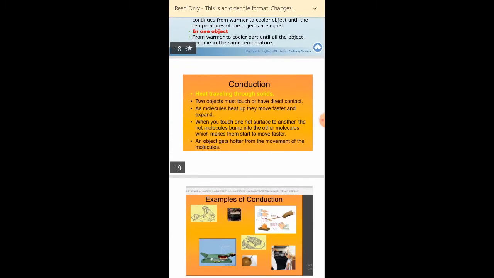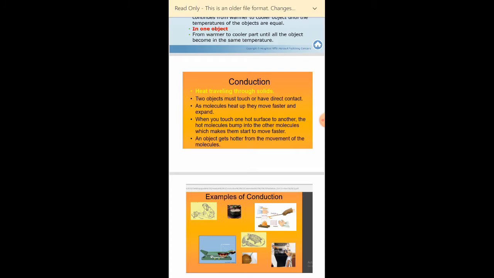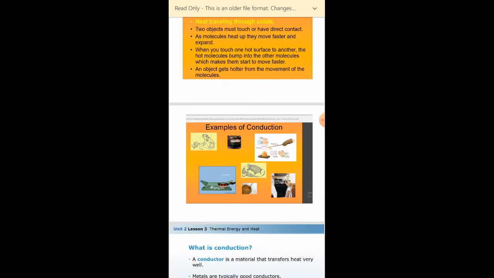And here, what explains how conduction takes place? The molecules' movement. When molecules gain more thermal energy, they will move faster and faster, so they will hit the other particles that move slower. The thermal energy will move from one particle to another, until the whole object or the two objects have the same thermal energy, and as a result the same temperature.